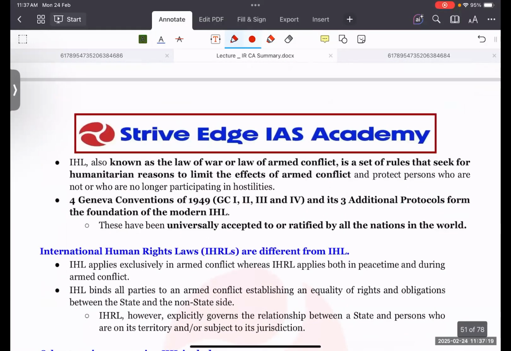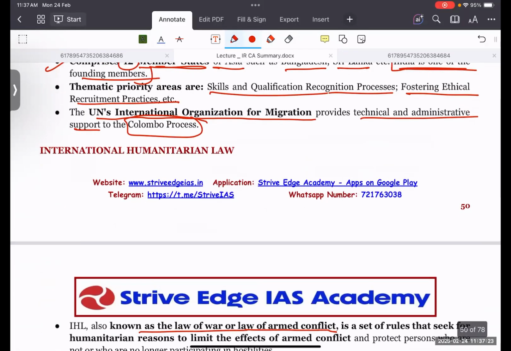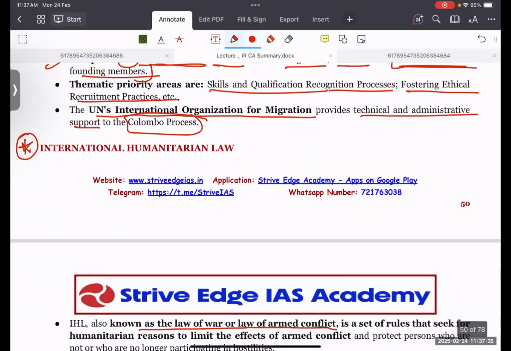It is also known as the law of war or law of arms. So this is where now we will be discussing the international humanitarian law. This is the next one.